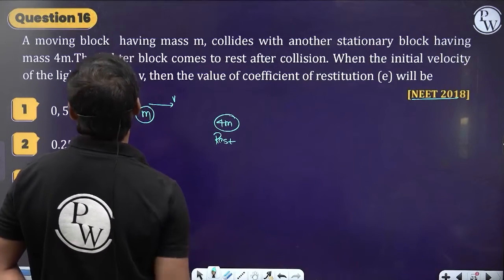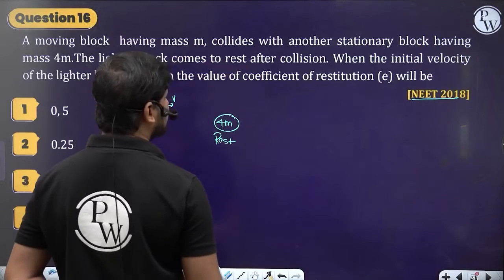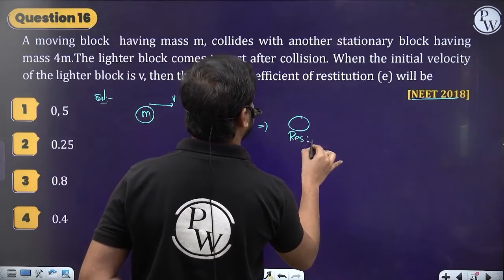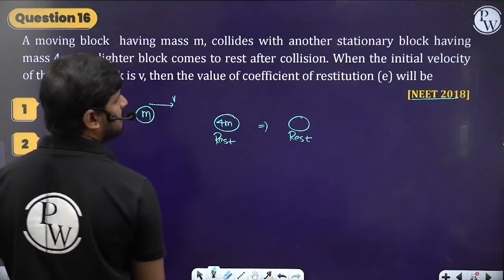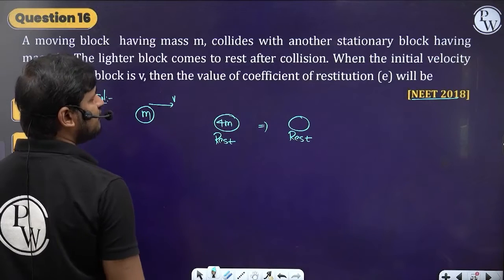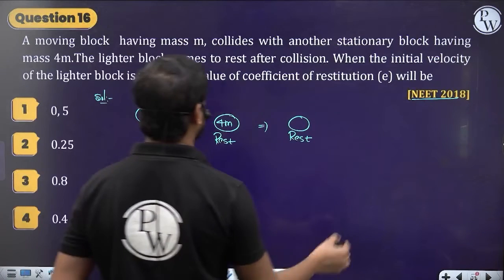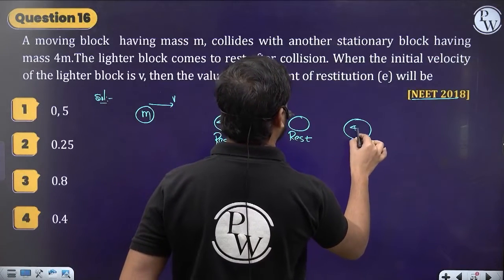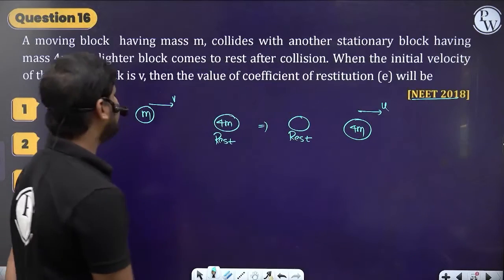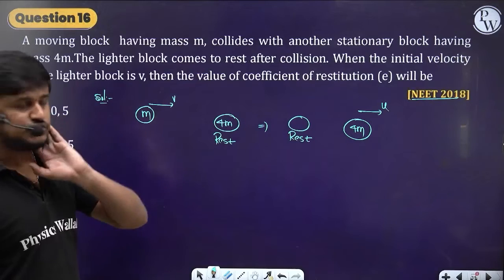Fine. So the lighter block comes to rest after the collision. When the initial velocity of the lighter block is v, then what is the value of the coefficient of restitution in this case? This is the 4m block; let's suppose it moves with some velocity u. We have to find the coefficient of restitution.